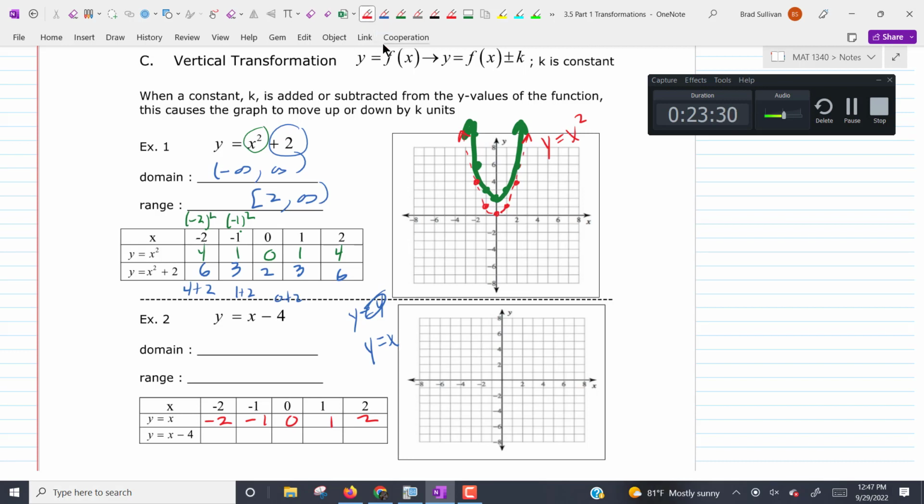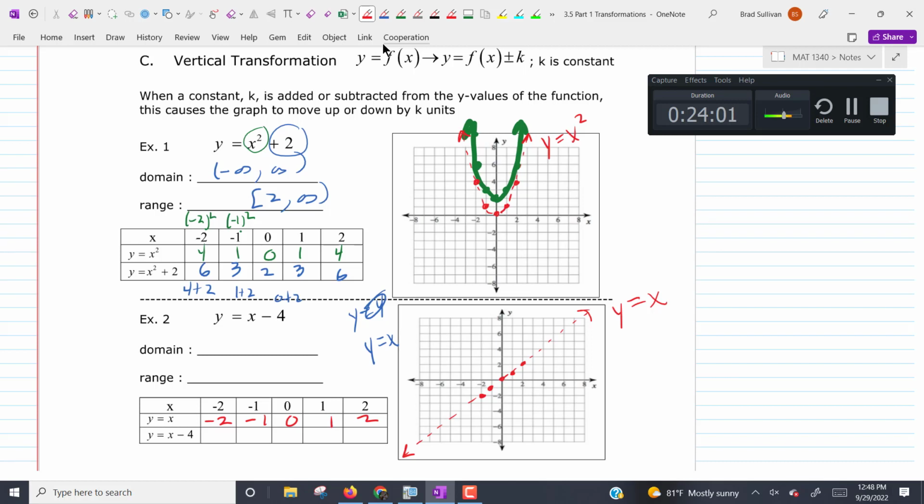So if you plot your points, you'll have negative 2, negative 2, negative 1, negative 1, 0, 0, 1, 1, 2, 2, like that. So this is an elementary function. That's just a line, y equals x. We call this the identity function. Now, what am I going to do with all these y's? It tells you right there, y is x minus 4.